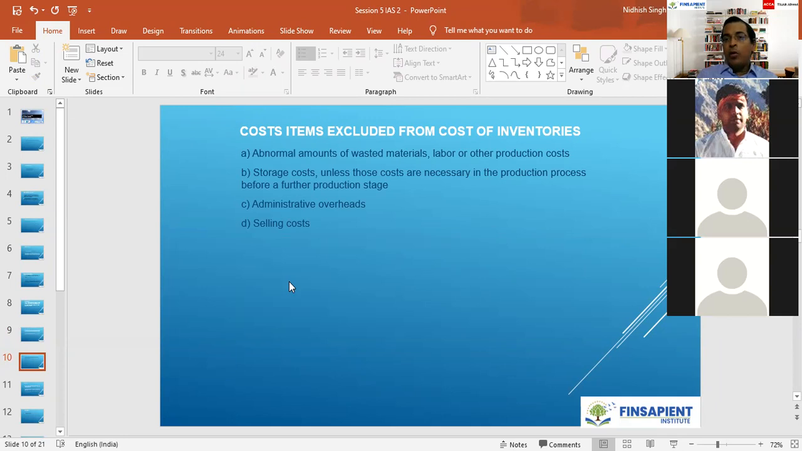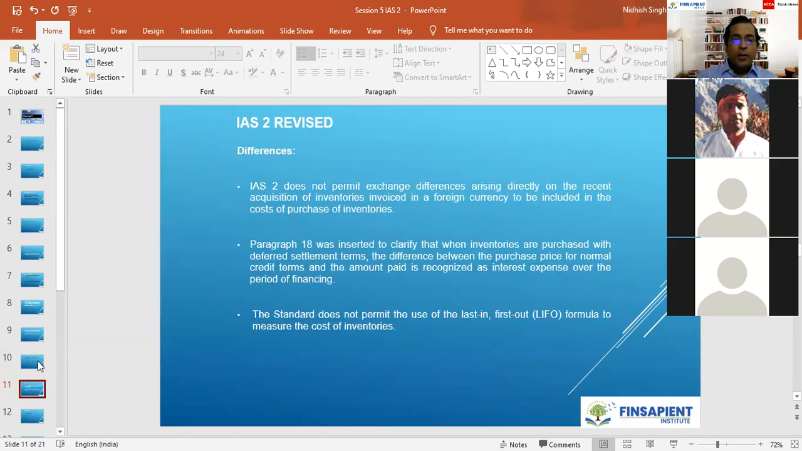It is not improving the quality of the inventory. Anything that does not improve the quality of the inventory is not part of the capitalized cost. The storage cost is also not included. In fact, there was some revision even to IAS 2, and that has updated a few things. It is good to note what the updates on IAS 2 are.